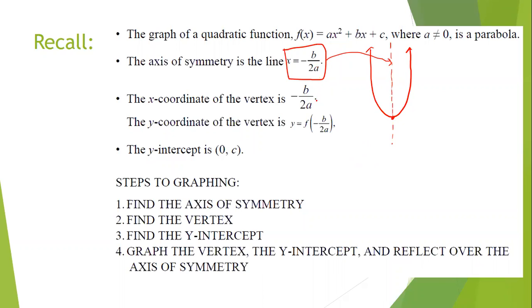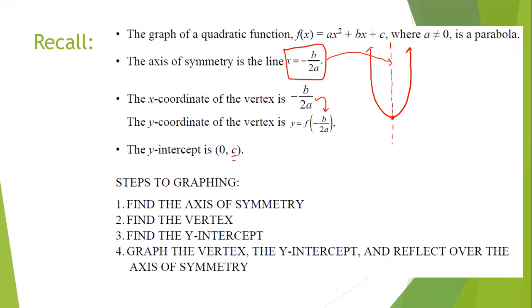Once you have the x, you can then find the y coordinate by substituting that value in. Lastly, your standard form also tells you your y-intercept. Your y-intercept is whatever your c value is, (0, c).